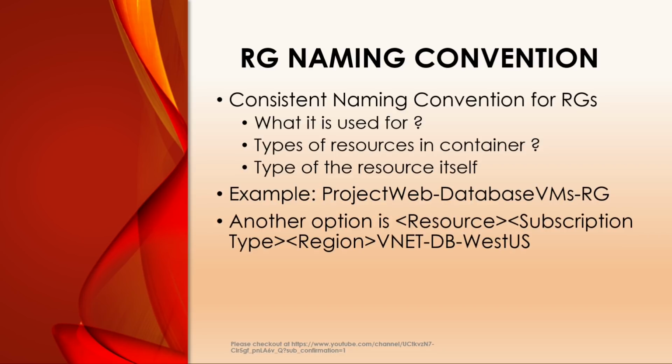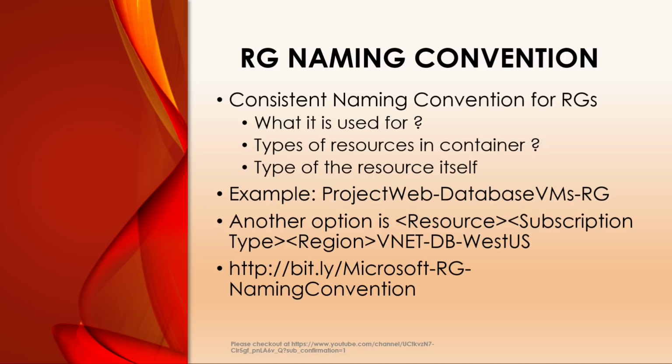So another option is resource, subscription, type, region, like VNet-DB-WestUS. So these are just the parameters that you can use. And if you want, you can go through this link where you can find more naming conventions that I used.